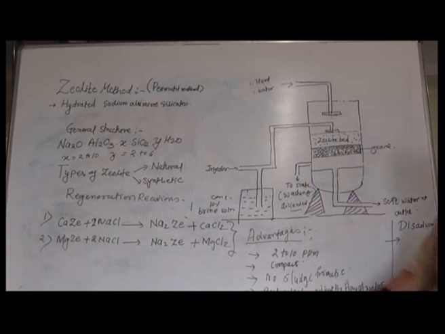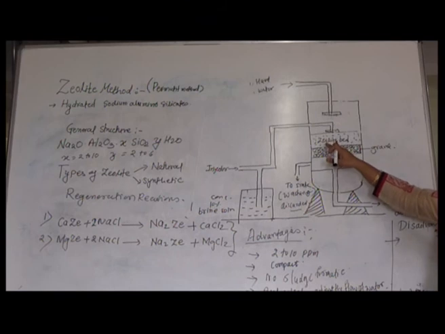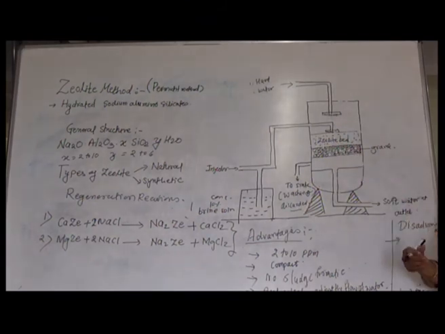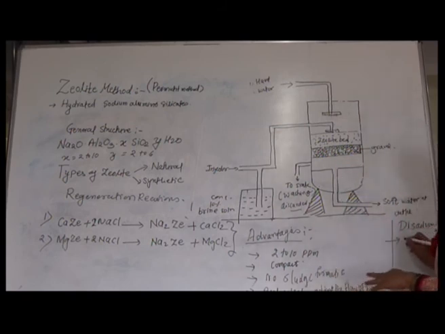Disadvantages: from the reactions and from the process, we have observed that the Na+ ions get replaced by Ca2+ and Mg2+, means the Ca2+ and Mg2+ from the water combine with the zeolite, and the Na+ ions are present in this soft water. So here we can see more sodium salts, means Na+ ions in the form of salt are present in this soft water.